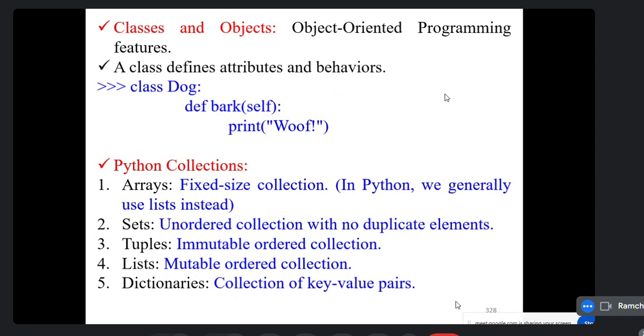Then the Python collections. We have seen arrays, a fixed size collection. Because arrays are fixed size, in Python we generally use list instead. Sets are an unordered collection with no duplicate elements. Sir, Tuples, sorry to interrupt.